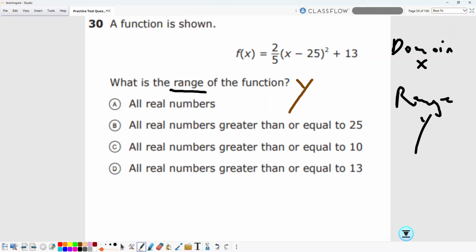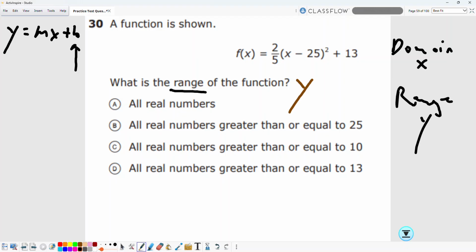Well, let's think of a linear function. This is not a linear function. This is a quadratic function, but let's think of a linear function. If we set a linear function up, y equals mx plus b. So let me do that. So over here on the left, y equals mx plus b. This right here, the b value, is going to be the y-intercept.